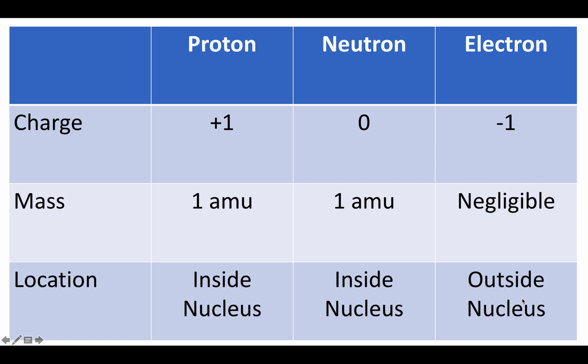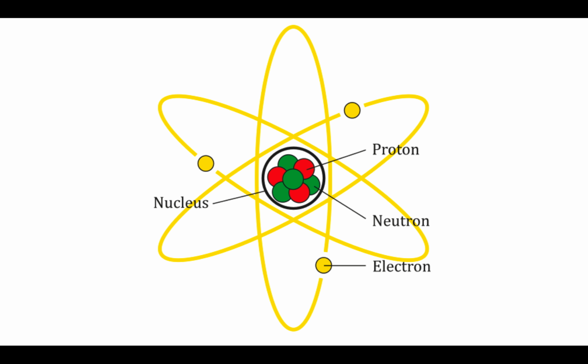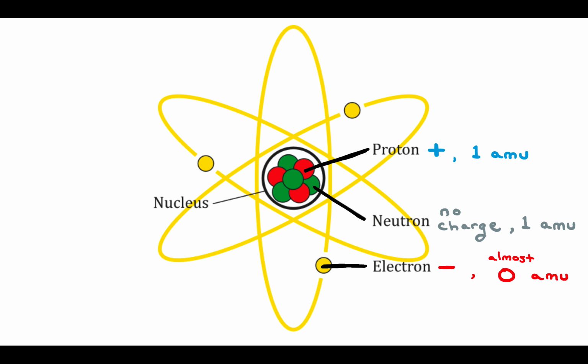So you want to know these three subatomic particles that make up an atom, and you want to know these three things about them. Here's a picture of what an atom looks like. Notice that you have the nucleus in the center, like the sun in the center of the solar system. Inside of that you have protons and neutrons. Outside you have flying electrons. So a proton, remember, has a positive charge and weighs 1 AMU. A neutron has no charge and weighs 1 AMU. And an electron has a negative charge and weighs almost 0 AMU.